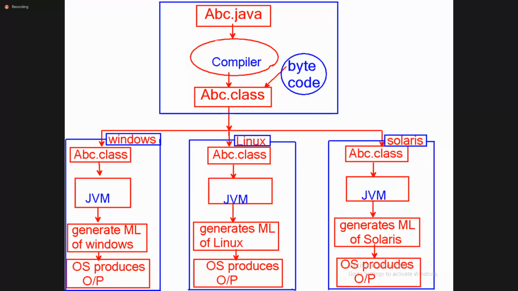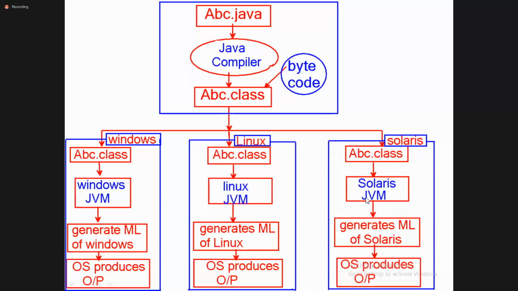JVM, we have separate JVM for every operating system: Windows JVM, Linux JVM, and Solaris JVM. Everyone understand? JVM stands for Java Virtual Machine. It is responsible for running Java bytecode in any operating system in a platform independent way. JVM is responsible for converting given bytecode into current operating system machine language, executing the bytecode and producing output.